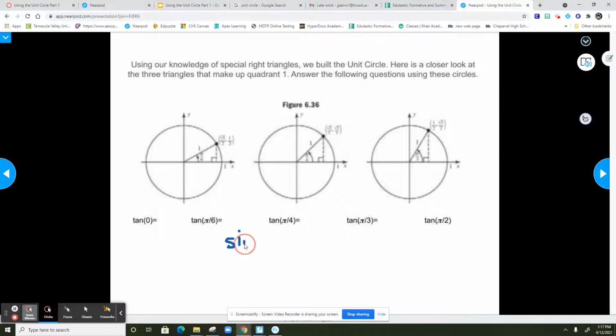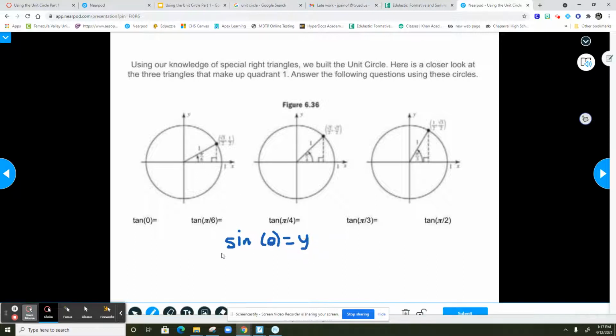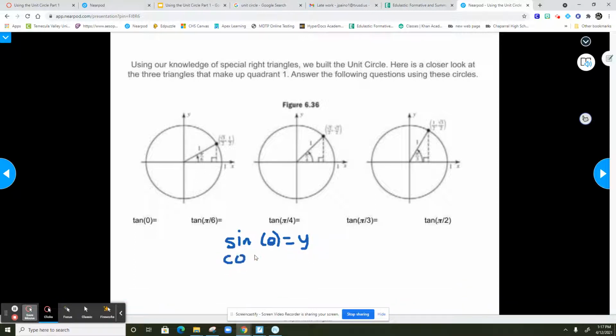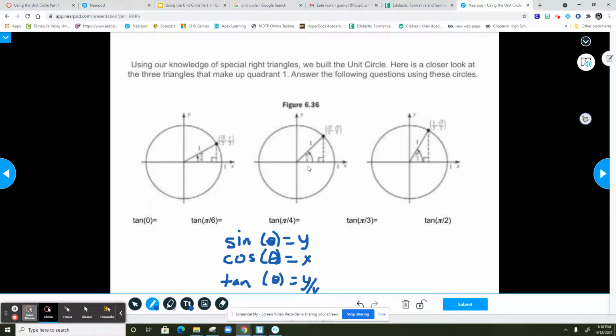Sine of theta is y. Okay? Cosine of theta is x, and tangent theta is y over x. Okay? So if you have the unit circle in front of you, you should be able to find sine, cosine, and tangent of any angle on the unit circle.